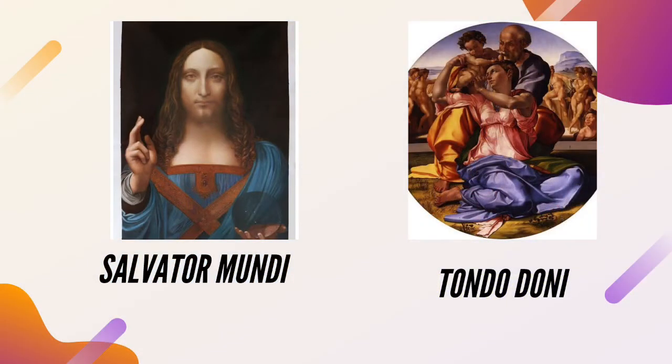The similarities between these two works are that they show Christ and the oil technique was used. They were also made around the first years of 1500. The differences are the size of each work. Tondo Doni is bigger, Michelangelo emphasizes the marked bodies, and the colors are more opaque and darker in Salvator Mundi.